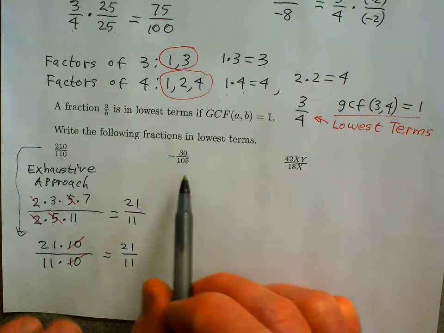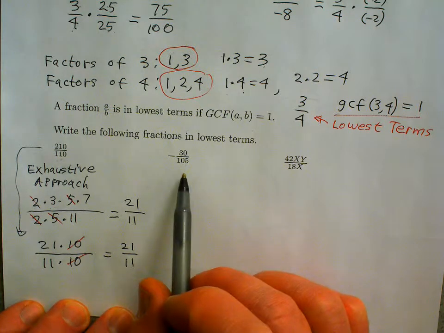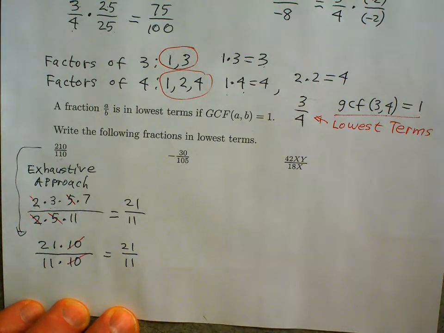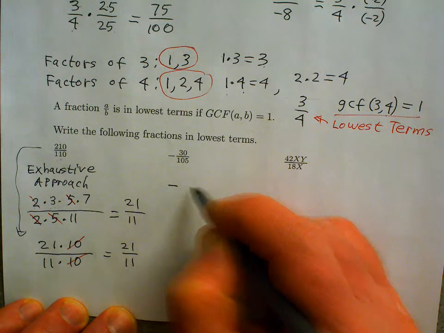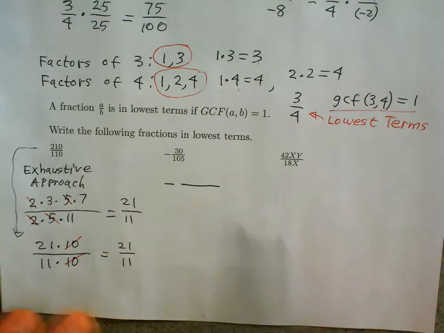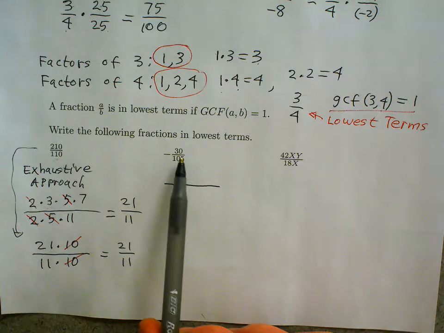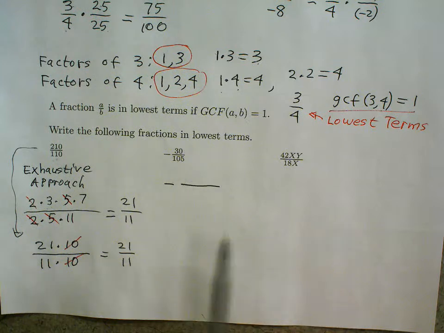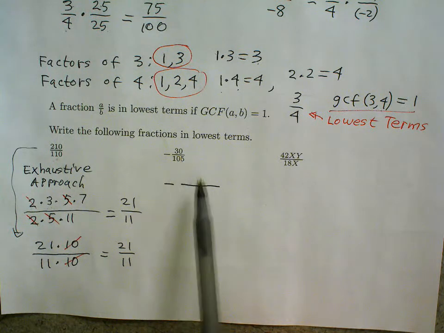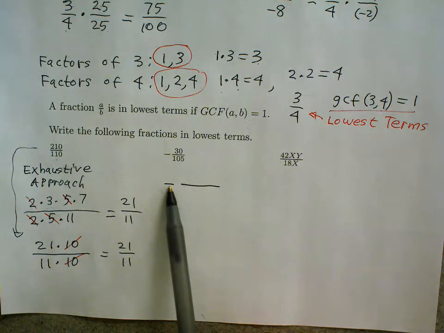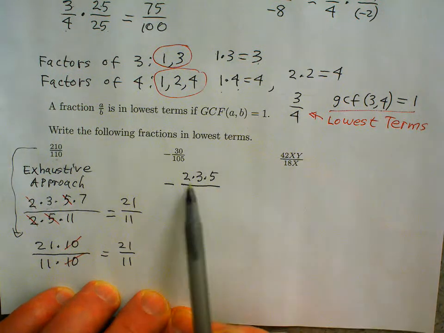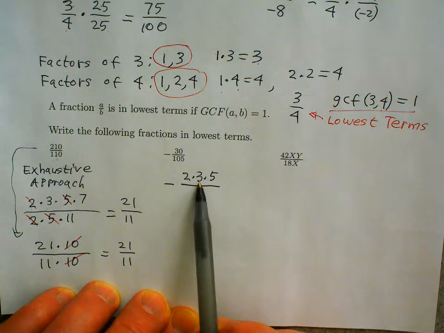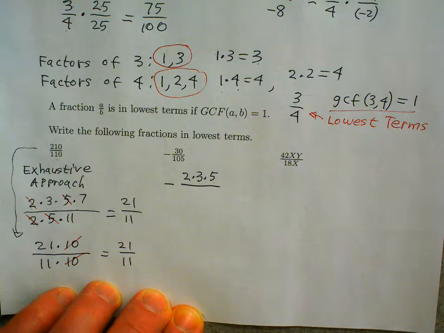Okay, the next one, negative 30 over 105. So with a little bit of practice, we can write down the complete prime factorizations of both the numerator and denominator. So the numerator 30, the prime factors are 2 times 3 times 5, and you can verify 2 times 3 is 6, 6 times 5 is 30, so that checks out.